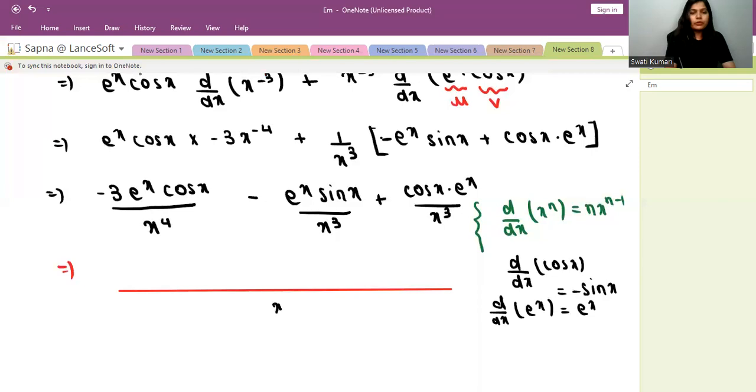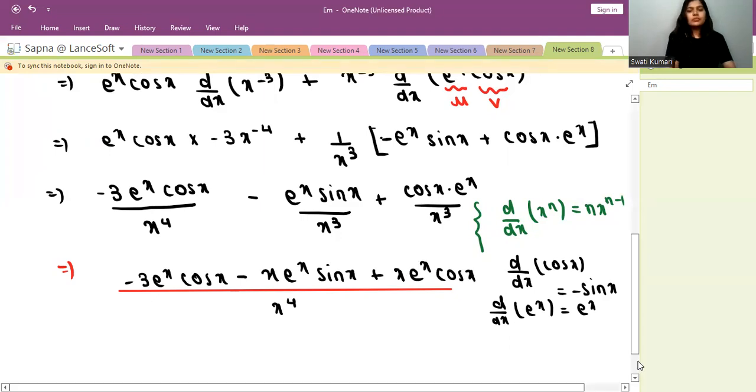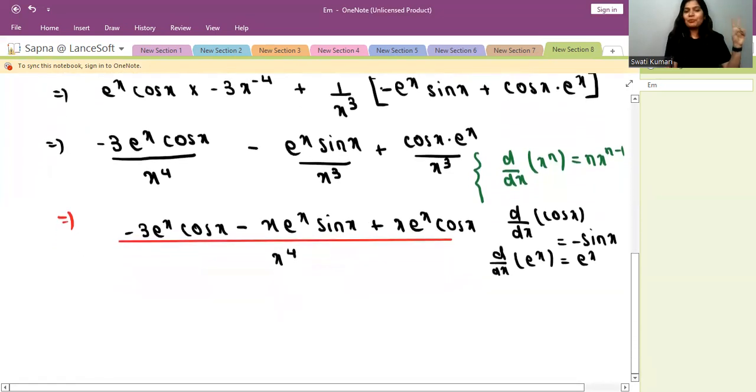So yes, we can write here x raised to 4, and this will become minus 3 e raised to x cos x, and this will become minus x cube into x will be x raised to 4, so that x will get multiplied here. So x e raised to x sin x, and here again x into cos x, or we can write x into e raised to x cos x, right? Now just two more steps, okay, just two more steps.